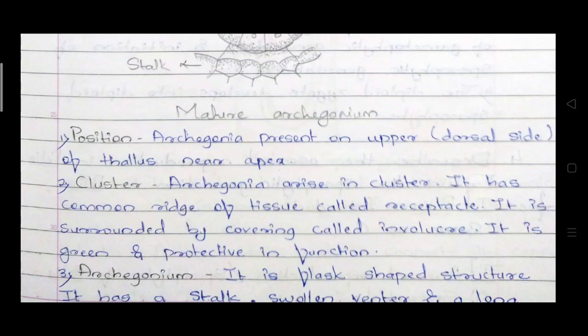The antheridia are present on the midrib, also on the dorsal side. The female sex organ, the archegonium, is also present on the dorsal side, but near the apex, at the tip. These archegonia arise in clusters. They have common ridges of tissue called receptacles, and are surrounded by coverings called involucres, which are green in color and protective in function.